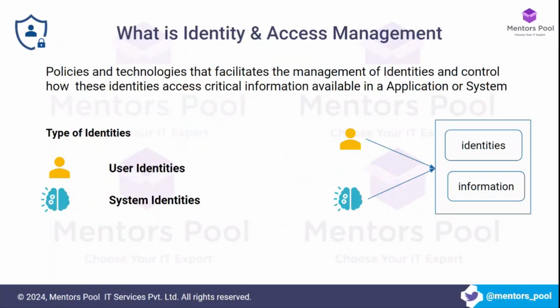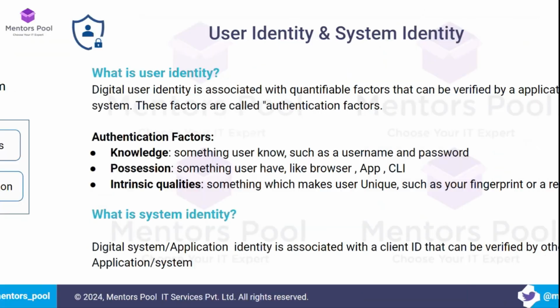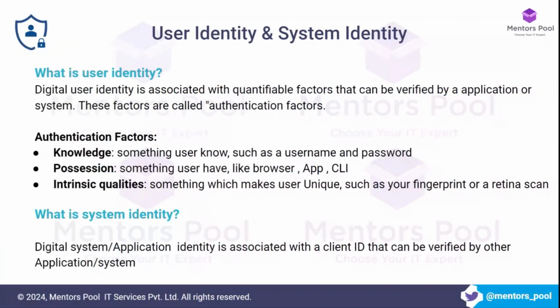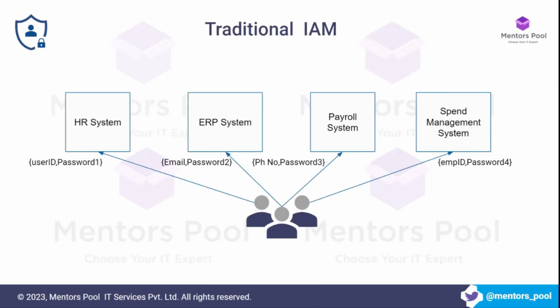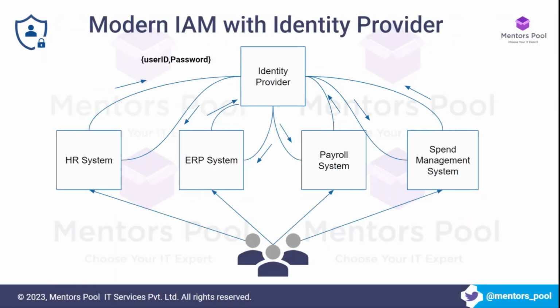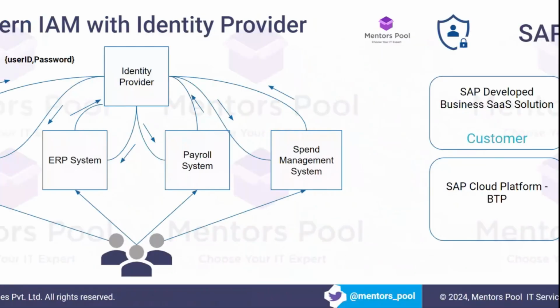We understood what is identity and access management, what are identities, and there are two different types of identities. We also understood what are the components of IAM: authentication, authorization, identity lifecycle, how traditionally we were doing IAM where we need to remember different email IDs, different passwords, but we implemented an identity provider where we make sure that all identities are in one place and we are authenticating with only one user ID and password against one identity provider, which is trusted by all the applications we have in the landscape.